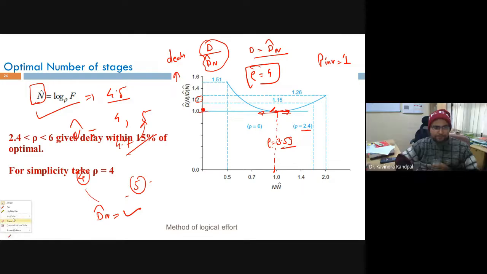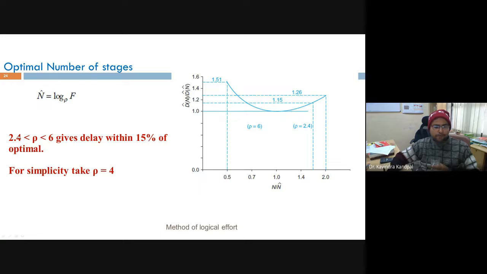You can clearly see from the rho value, from 2.4 to 6, it gives delay within 15% of the optimal. Even if you are using rho equal to e, some people use ln F, and they will get some numbers. Still, they will be very near to this minimum delay. But I would advise all of you to use rho equal to 4 safely. Use rho equal to 4. This is what most textbooks follow. For example, Rabaey, if you follow it, they will take rho equal to 4.